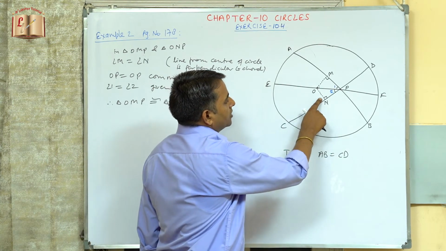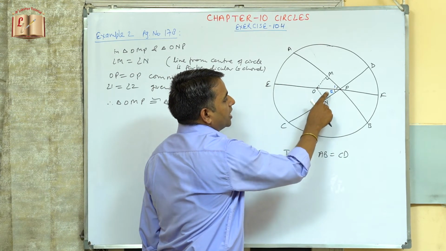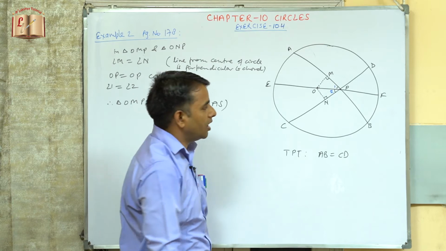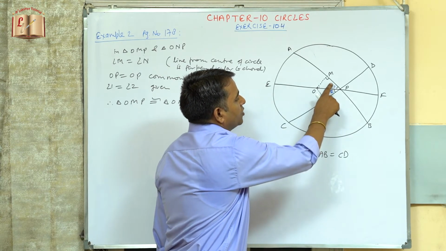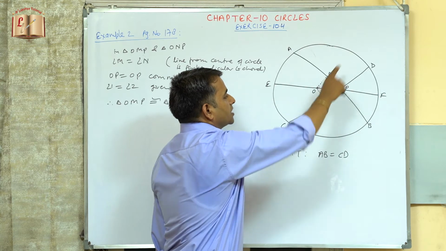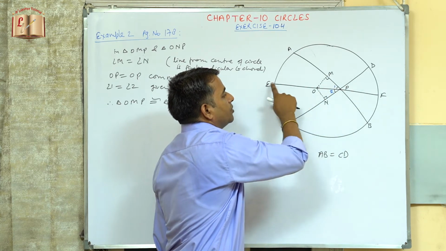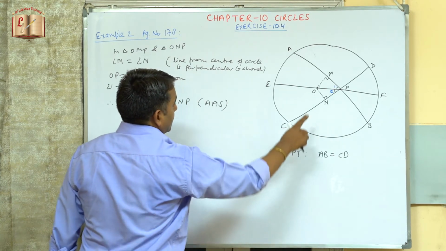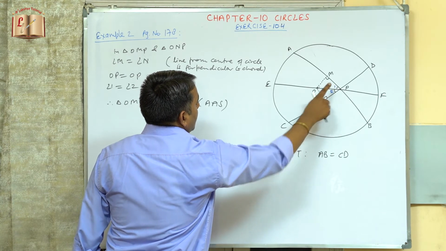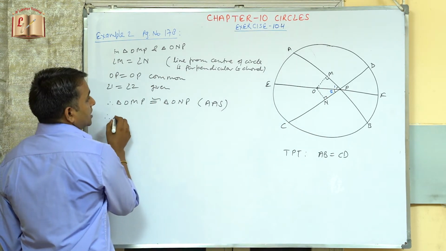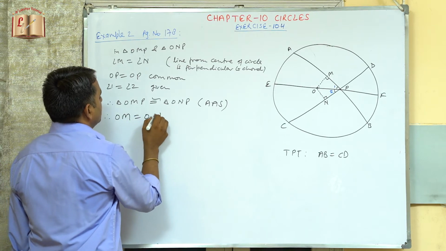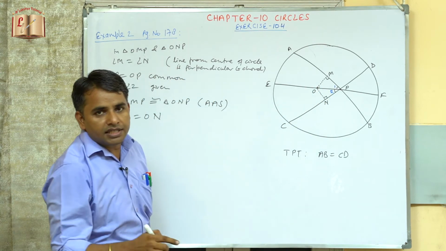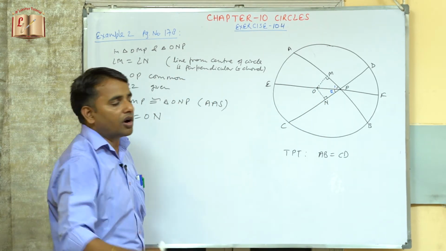Now these two triangles are congruent, because this is 90 degrees, this is 90 degrees, this is the distance from center to this chord, and angle 1 is equal to angle 2, this is already given that these chords are inclined at equal angle with the diameter of the circle. So these two angles are equal and this side is common, so by angle side, they are congruent. Therefore we can say OM is equal to ON. So this side is equal to this side. So when the distances from the center are equal, then chords are equal.